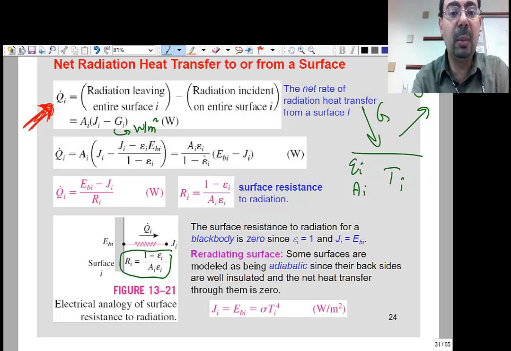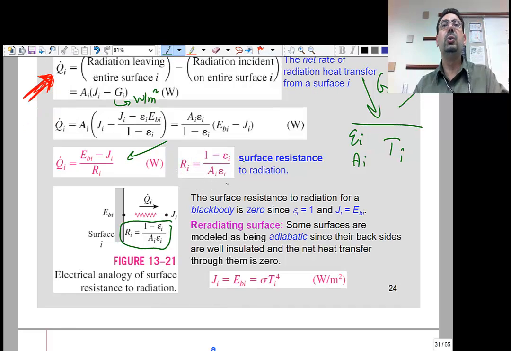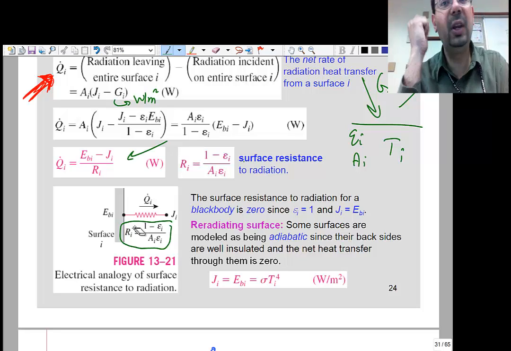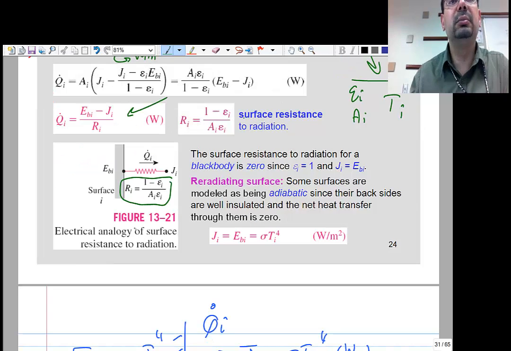Right? And so then you could think, if I put this under here, the equation would look something like this. Then the Q leaving the surface is EBI minus JI over RI, where RI is basically 1 minus epsilon I over AI epsilon I. So this is basically the surface resistance to radiation. The Q is EBI minus JI over this. Very good. Again, he's saying that if epsilon I is 1, this resistance will be 0, and JI will be exactly EBI.